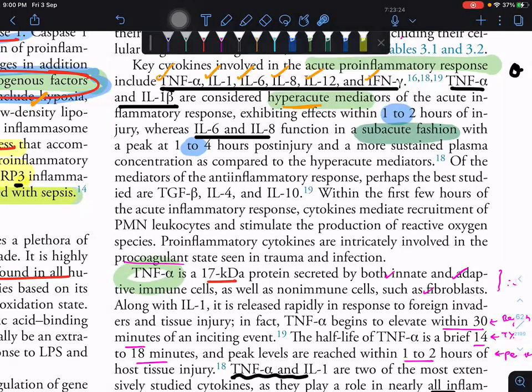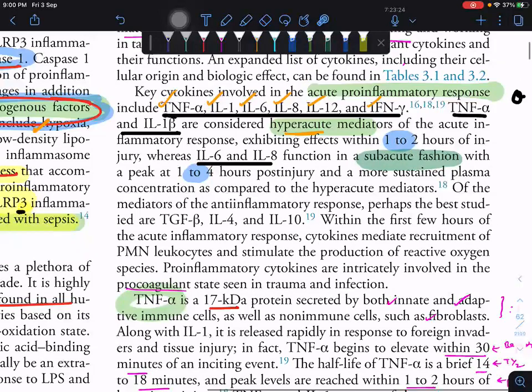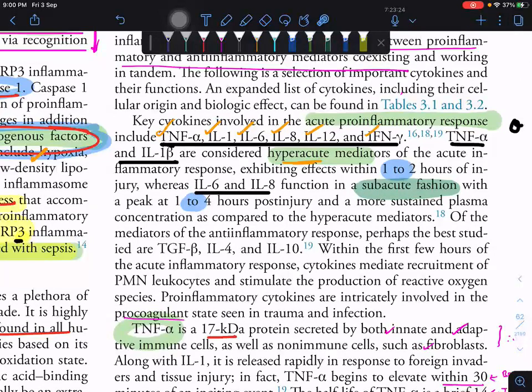So what are the subacute ones? Hyperacute you have seen: TNF-alpha and IL-1 beta. The subacute ones are IL-6 and IL-8. Okay, they come in 1 to 2 hours. So you have to remember 3 things: what is acute, what is hyperacute, what is subacute. Finish. So your acute inflammatory mediators are TNF-alpha, IL-1, IL-6, IL-8, IL-12, interferon gamma. Hyperacute is TNF-alpha and IL-1 beta. And subacute is IL-6 and IL-8.